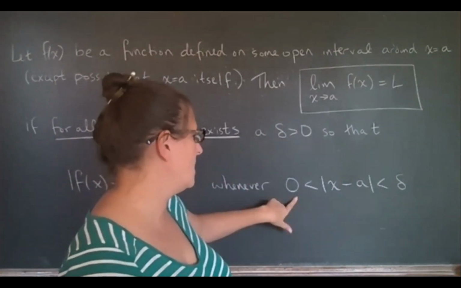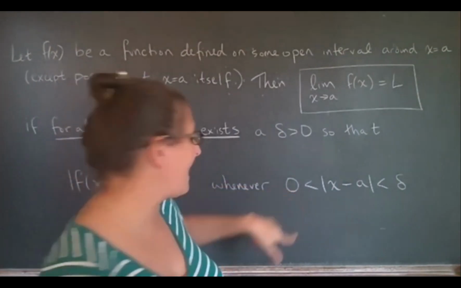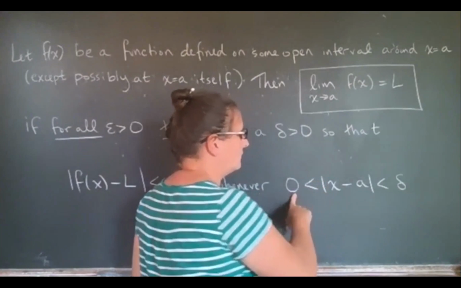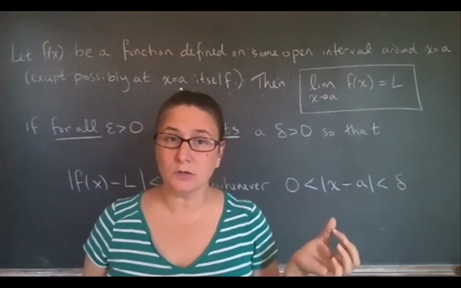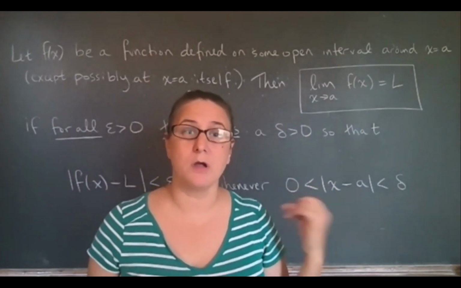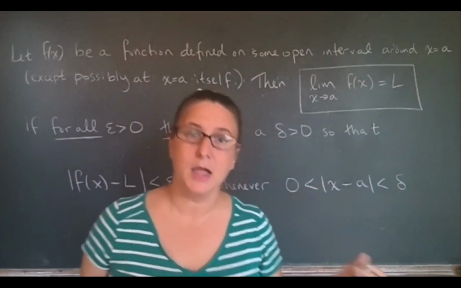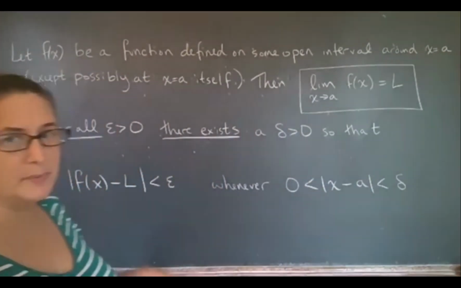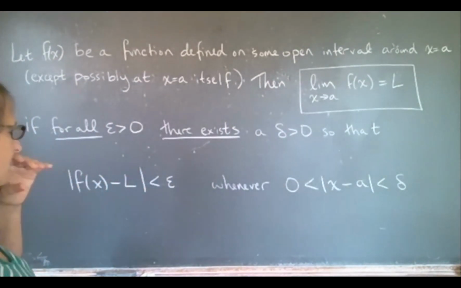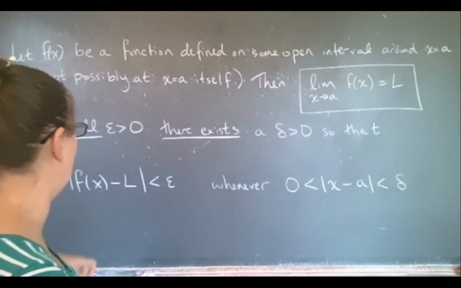Okay? But not equal, right? Because it doesn't matter what happens at the point. That's why there's a 0 over here. Doesn't matter if it has an open circle at the point a or not, or what the value is at a. It just matters what happens around a. Okay, so that's a little bit of a curious definition if you've not seen something like this before.